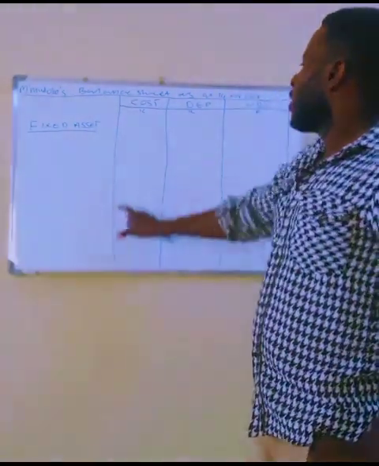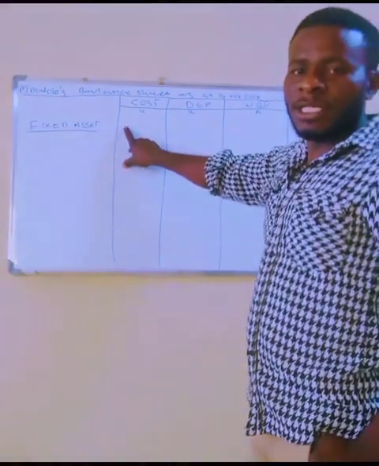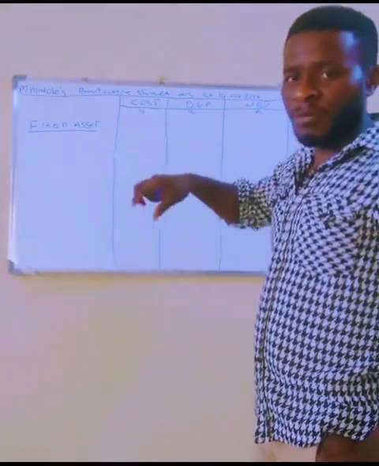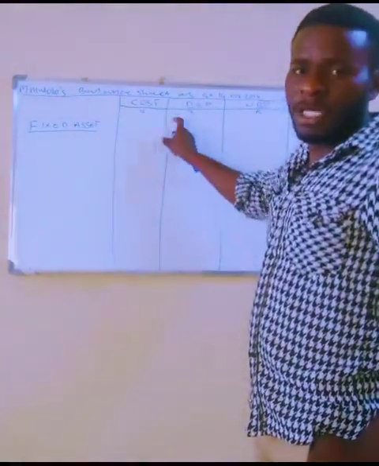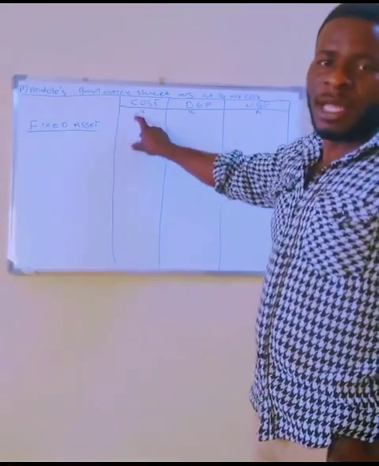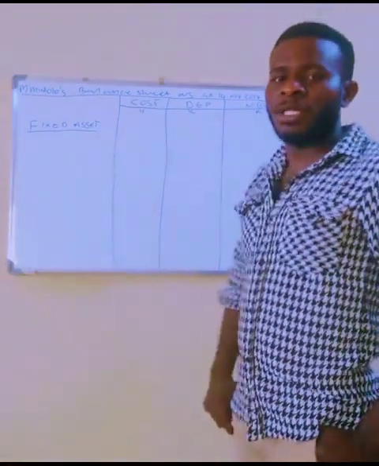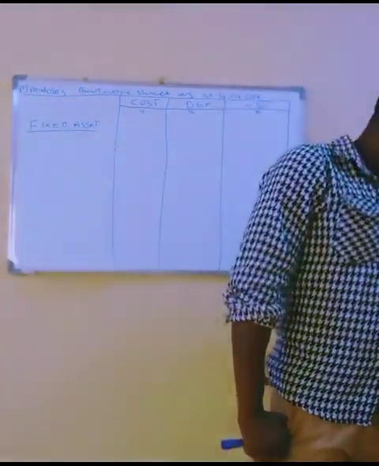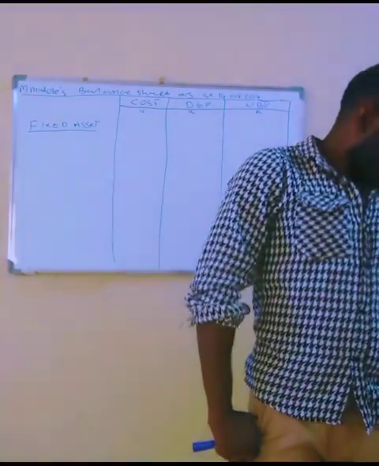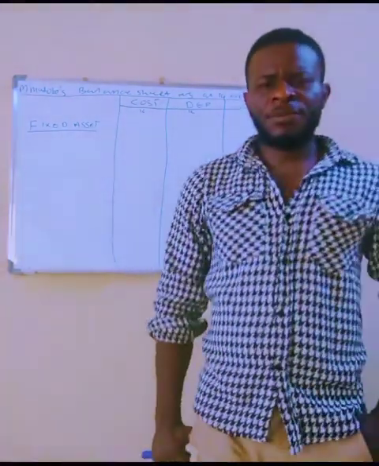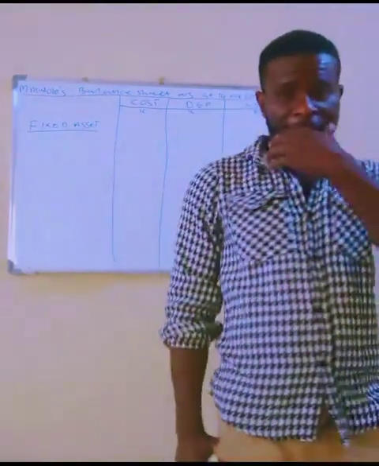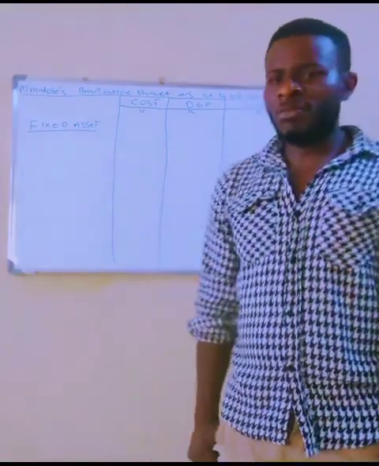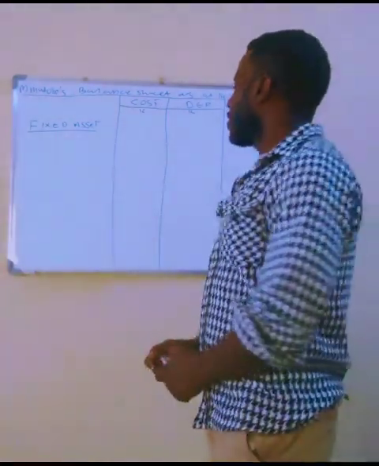So if you bought land at 40,000 and it depreciated by 10,000, then you have 30,000 as the net book value. So that's what happens. In this question, for the balance sheet, there is no depreciation. So here we are not going to put anything.